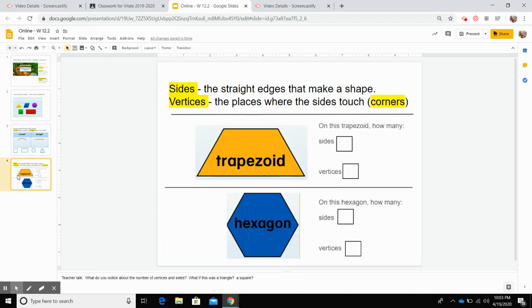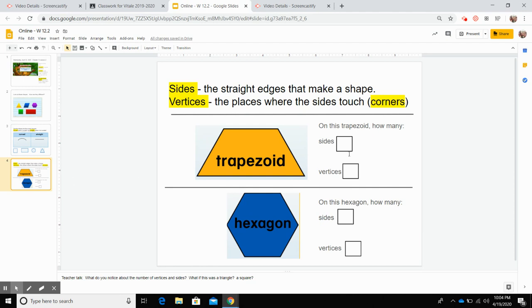And on this last page, this is about sides and vertices, and those words are highlighted because they are vocabulary words. Sides are the straight or curved edges that make up a shape. So anything you can count around that shape is a side. The vertices are the places where the sides touch. We think of those as corners. So the shape on top, the orange shape, is a trapezoid.